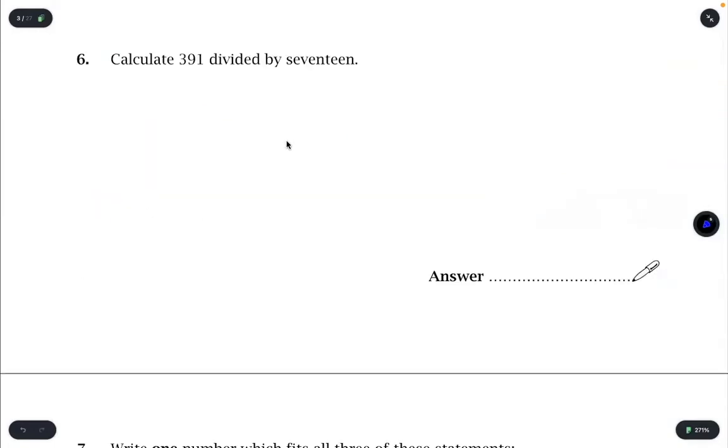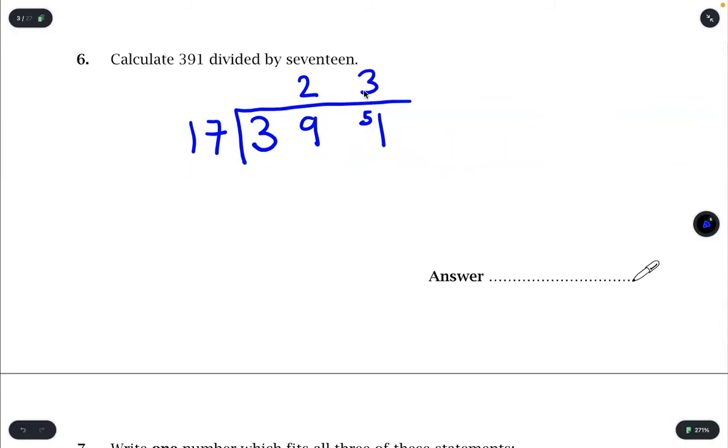6, calculate 391 divided by 17. So we've got 391 divided by 17. So 17 doesn't go into 3, 17 twos are 34 because we can just double it. And then we've got remainder 5. Now 17 went twice into 34, remember, because we just double it to get 34. If we add another 17 to 34, we get 51. So 17 times 3 is 51, and therefore the answer is 23.